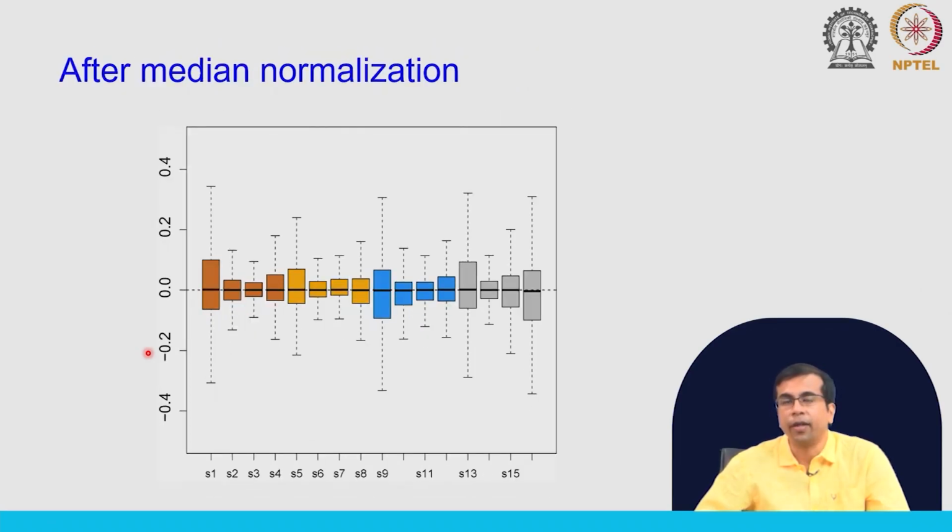Now, once we do the normalization, you see that because we have done median normalization, the median is the same and is set to 0 for all the samples, because we have scaled by the median of that sample. So the median should become 0 for all samples. This is after median normalization. Again we are showing the RLE plot after median normalization, and you see median values are the same for all samples here. So, that is the idea behind doing this median normalization.